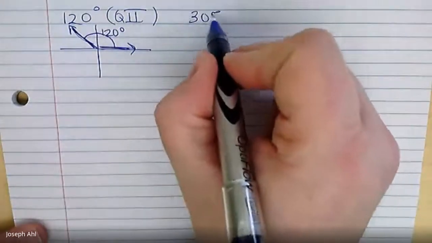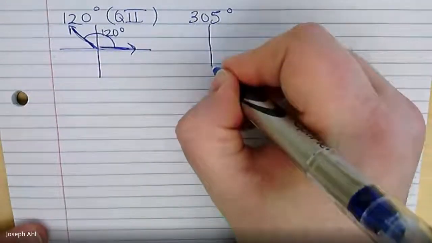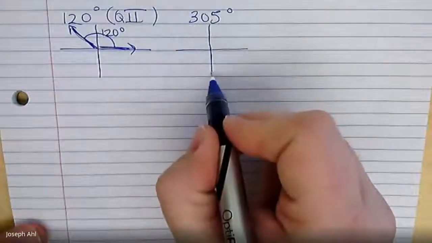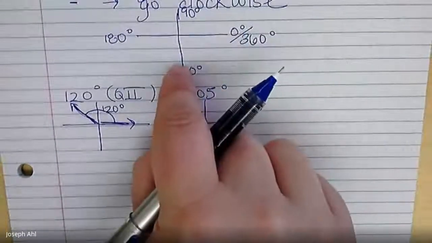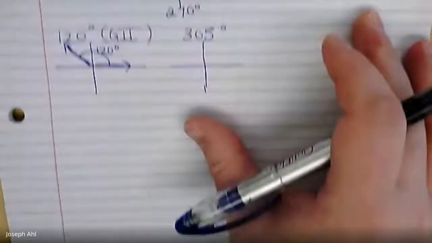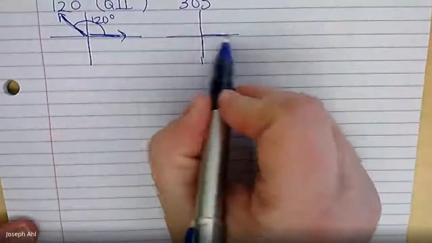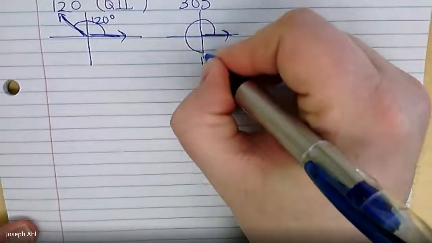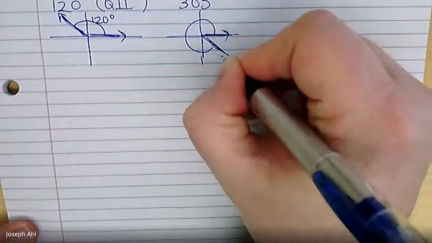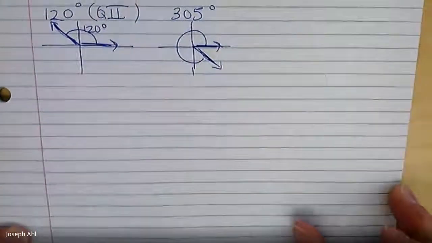How about something like 305 degrees, thinking about the quadrant that it terminates in? So 305, let's see, I could always come back up here to remind myself that 305 is between 270 and 360. So if you start here, you're going to rotate around counterclockwise, and end in quadrant 4. That's what an angle of 305 looks like when sketched.